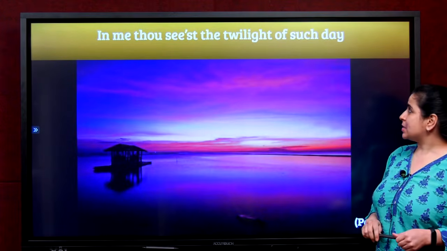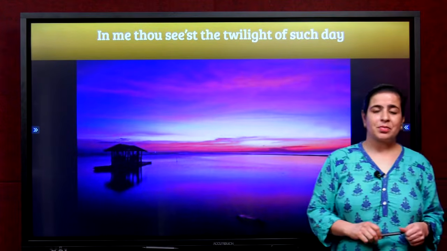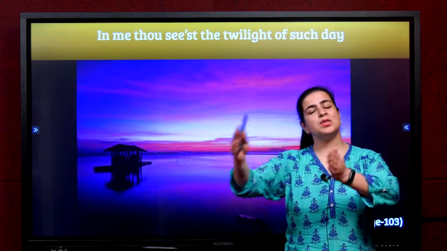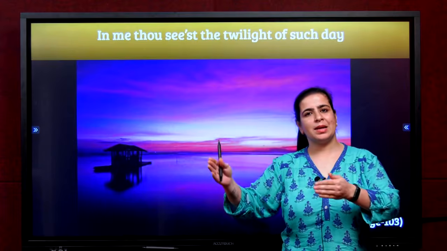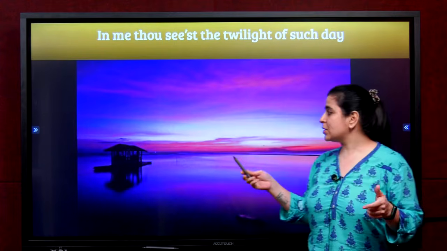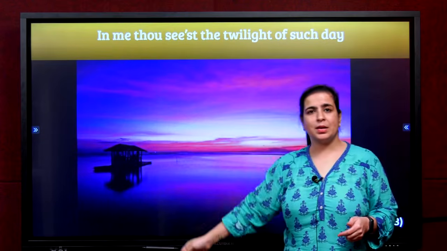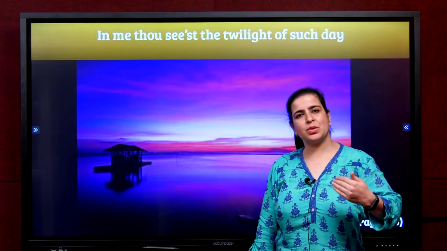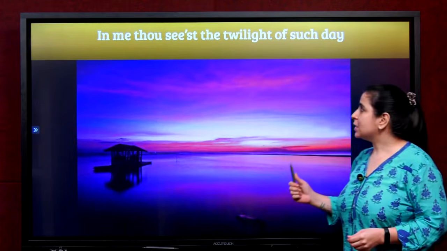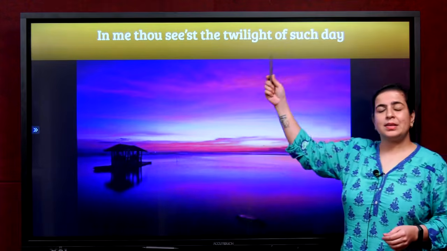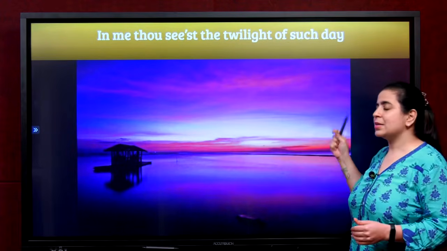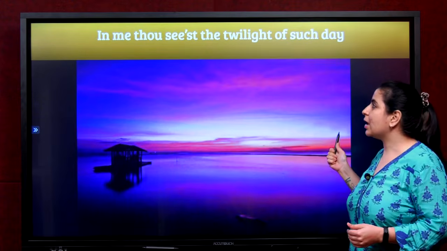In me thou seest the twilight of such day. From seasons, autumn, winter, now he is moved to morning and day and night, right? So there is a switch now. Now the author is talking about twilight. What is twilight? Twilight is just before the sunset, the light that you see just before sunset. He is talking about that kind of light, that the day is coming to an end. Now it's going to be night, the sun is going to set, it's going to be dark.